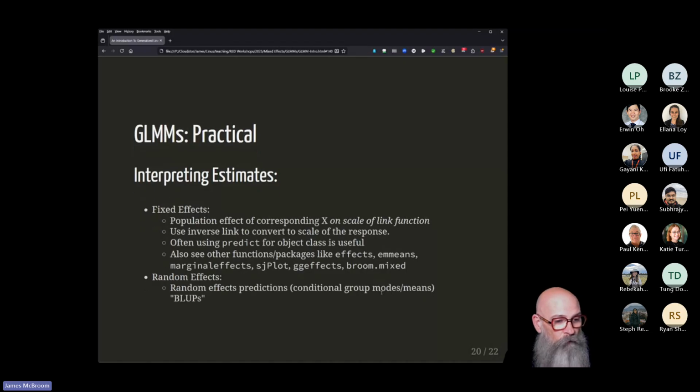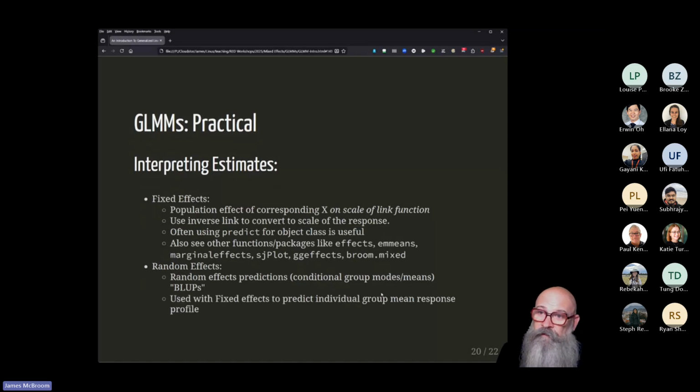For random effects, the predictions are what we call the conditional group modes. You could consider them BLUPs. I don't like to call them BLUPs because I'm not convinced that they're linear or best in the statistical sense. But some people call the predictions of the random effects you get out of a GLMM BLUPs, but I just call them the conditional group modes or means, whatever you picked.